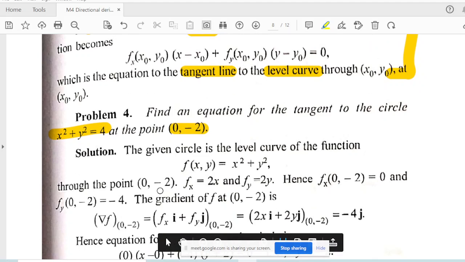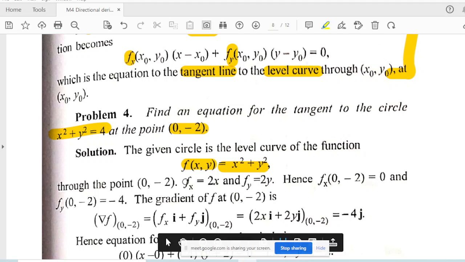First we have to identify what f of x y is. Listen here: f suffix x is the partial derivative of f with respect to x, and f suffix y is the partial derivative of f with respect to y. So the given circle is the level curve of the function. Our function f of xy is x square plus y square. First identify f, then you have to find f suffix x, f suffix y, and x naught, y naught. Here x naught is equal to 0, y naught is equal to -2.